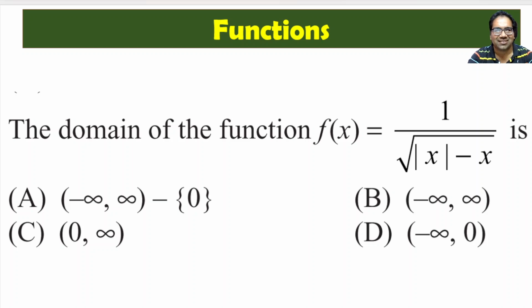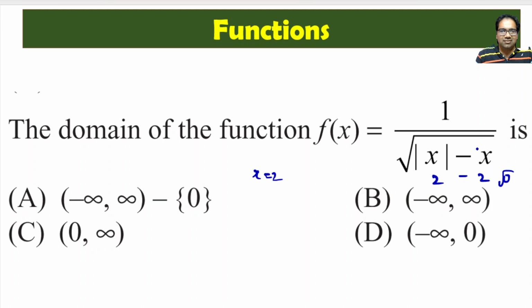Here we have this function 1 by under root absolute value of x minus x. What is the domain of this function? Firstly, if x is greater than 0, let's say x is 2. Then what will this become? Absolute value of 2 is 2 and minus x is again 2. This becomes 0, under root 0.